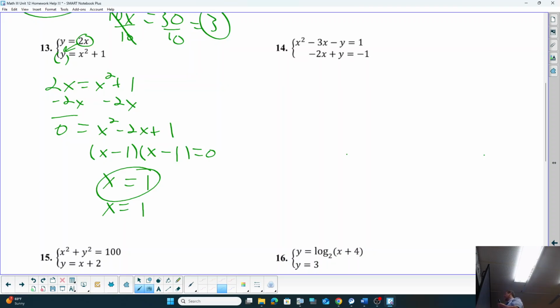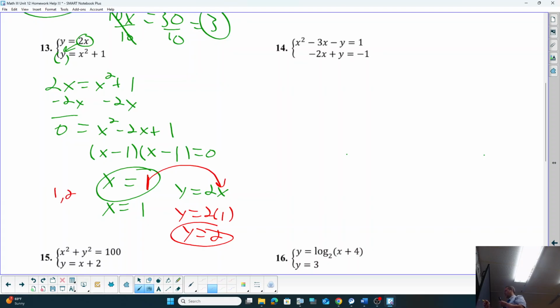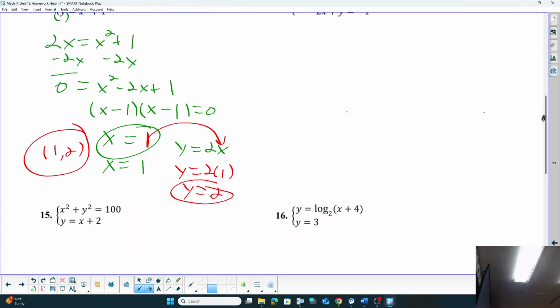Then we're going to plug that back in. y equals 2x is one of our equations, so we plug it in, and y equals 2 times 1, which is 2. So now we get our answer, (1, 2). Not too bad, it's a pretty easy one. Try the next one, try them all on your own.